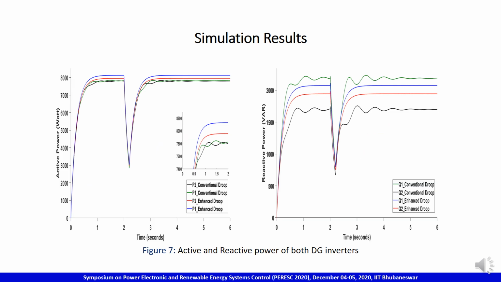The active and reactive power sharing through the DGs by the conventional technique and the proposed technique is shown in figure 7. The first figure is for active power and the second figure is for reactive power. Here the green and black curves show the active power and reactive power sharing by DG1 and DG2 respectively in the case of the conventional Droop technique, and the blue and red curves show the active power and reactive power sharing by DG1 and DG2 respectively in the case of the proposed Droop technique. This figure tells that the active and reactive power sharing improved remarkably with better transient response.